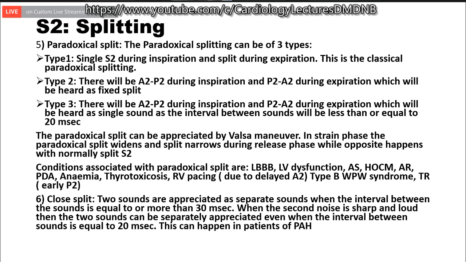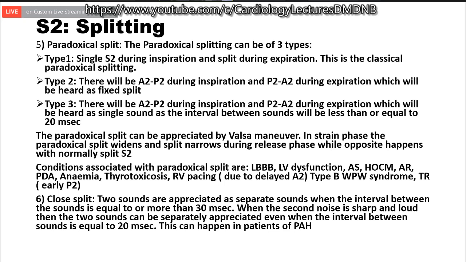Paradoxical split. Paradoxical splitting can be of three types. Type 1, single S2 during inspiration and split during expiration. This is the classical paradoxical splitting, opposite to what is happening normally. So there is split second heart sound during expiration and single second heart sound during inspiration, which is just the opposite of what is happening in a normal person, where the S2 is split during inspiration and single during expiration.